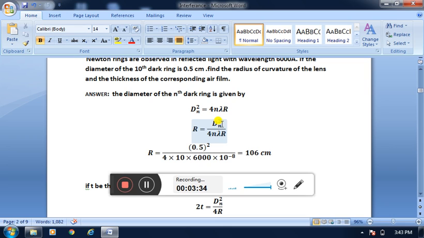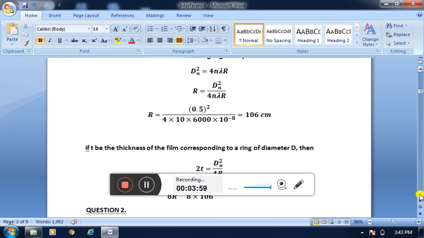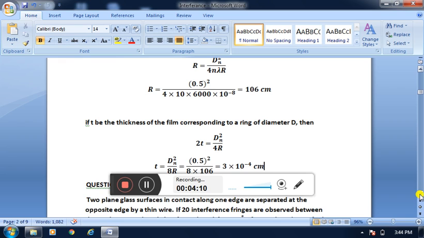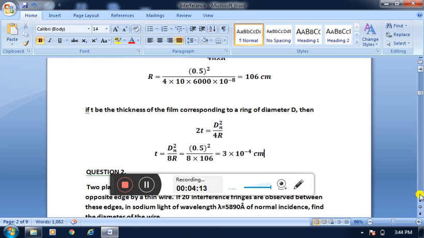We substitute the values of dn, n and lambda. Dear student, dn is 0.5, squared, divided by 4, n is given as 10, lambda is 6000 times 10 to the power minus 8. We get R is 10^6. Dear student, R is the radius of curvature of the lens. When R is large, the deviation is minimum. Next, we are going to calculate the thickness of the film.